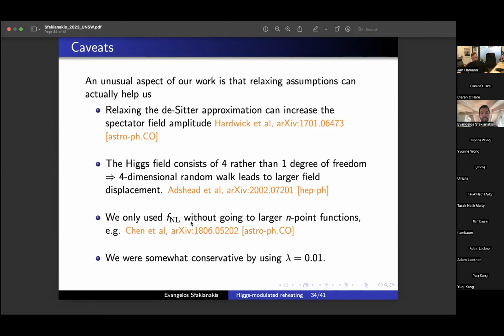And for the non-Gaussianity, we only use the FNL, we only use the skewness. However, we have the full distribution. So we have the full power of going to tau NL and so on, using higher order correlators. There was a paper by Chen et al. in 2018, which showed how we can use higher order correlators to look at CMB data and put constraints. And this is also something we have the power to do. And finally, we used lambda equals 0.01. We did not push to some fine-tuned values, where model building might say, okay, but lambda can be 10 to the minus 3, 10 to the minus 4 during inflation. We were very conservative in some sense with our lambda. So all of these things say that our results can be stricter rather than looser.